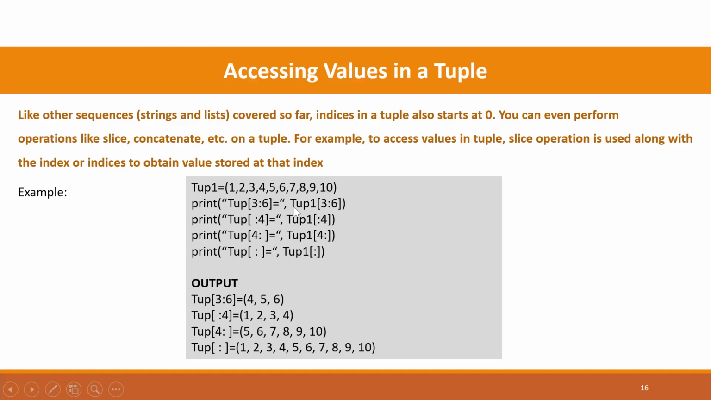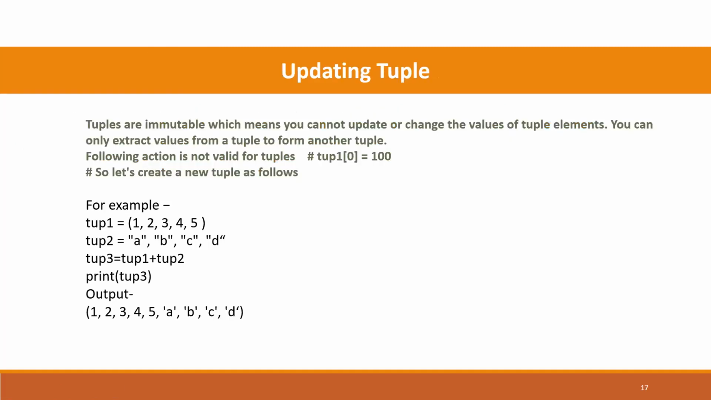5: means index 5 to last. 0, 1, 2, 3, 4, 5 to last. That means 5 to 10 is coming. And when nothing is mentioned, we already used it earlier, that is entire, as it is a tuple, so the entire tuple gets printed.